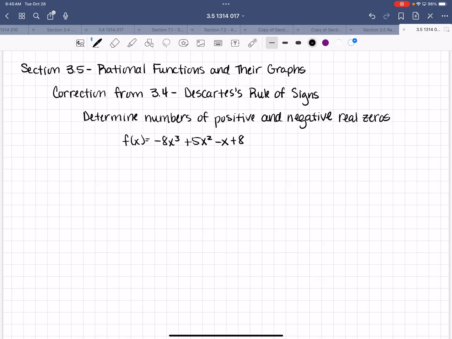So in this first one, when we're looking for the positives, we take this function and we count the number of sign changes of those coefficients, okay? If I go from a negative 8 to a positive 5, that's a yes. That was a sign change, right? Then from a positive 5 to a negative 1, yes, that was a sign change. And then negative 1 to 8, yes, that was a sign change. So there's 3. You got that first part right. When you typed that in, you went, okay, there's 3.